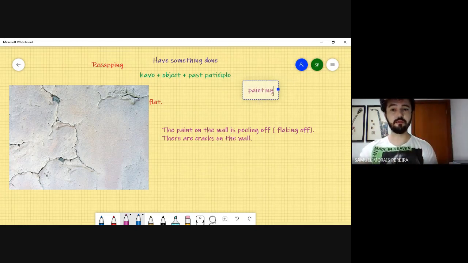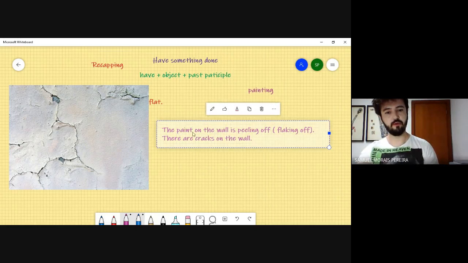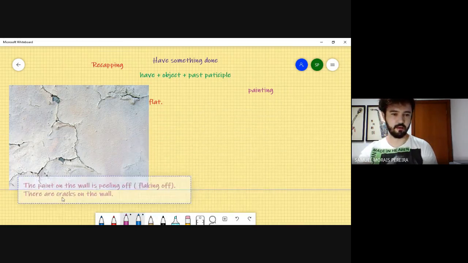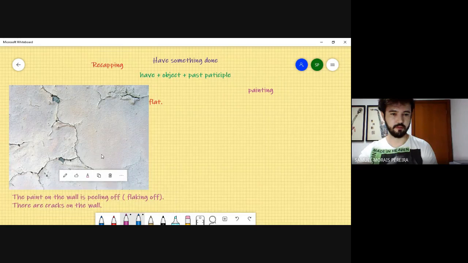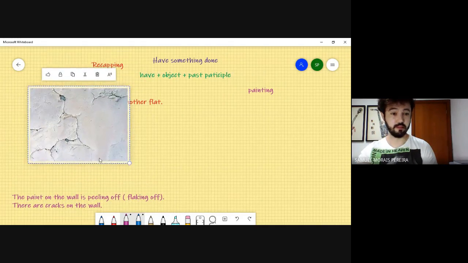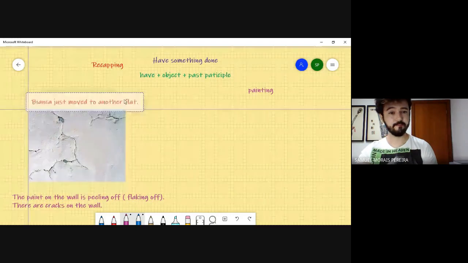Painting é pintura, tipo um quadro, por exemplo, tá? Ou serviço de pintura. And paint here, the word paint is referring to tinta, a tinta da parede, tá bom? Paint. Well, so these are the problems. Just a moment, I am trying to just make it smaller to organize it, okay?